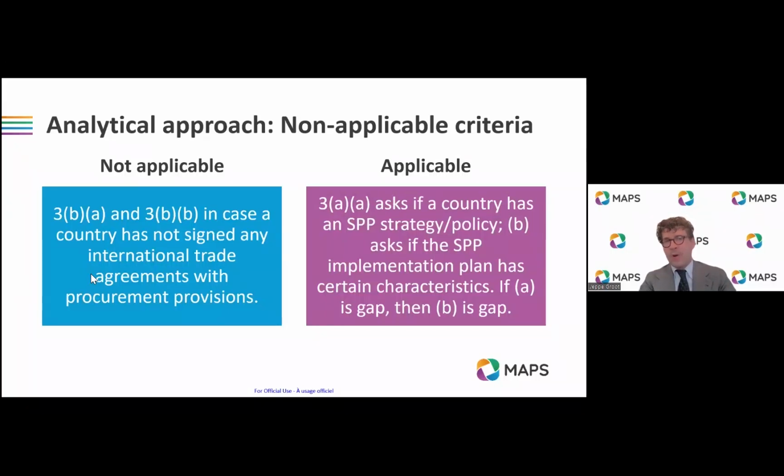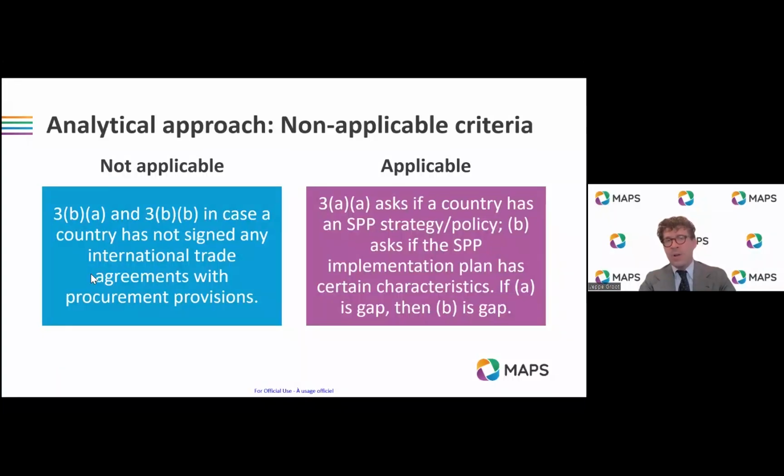Conversely, for sub-indicator 3A, we have the situation that criterion A asks if a country has a sustainable public procurement strategy policy in place, and criterion B asks if the SPP implementation plan has certain characteristics. So if A is a gap, i.e. if the country does not have such a plan, B is also a gap.